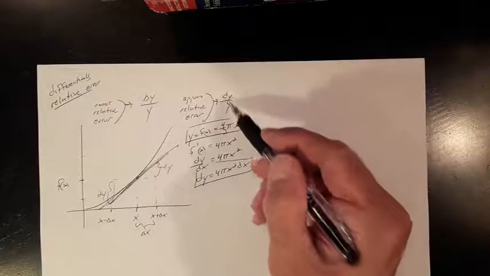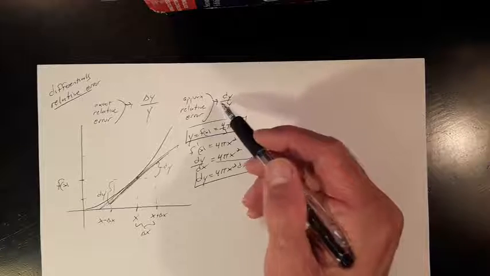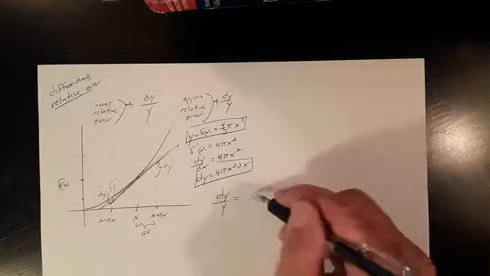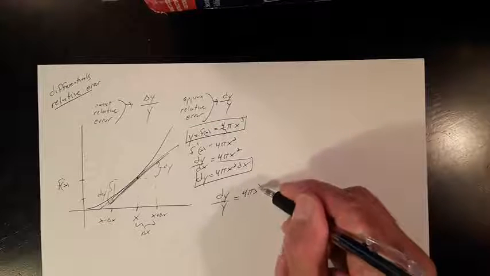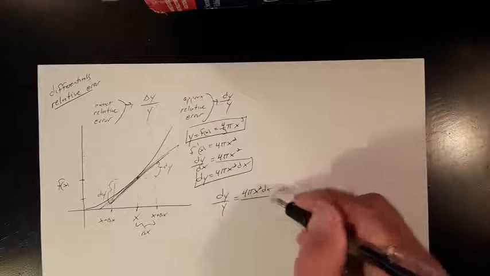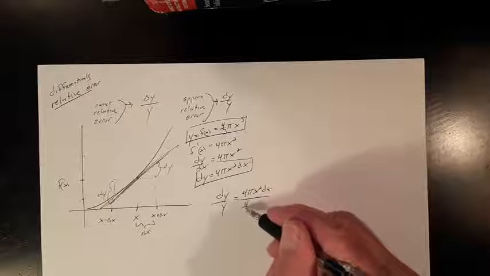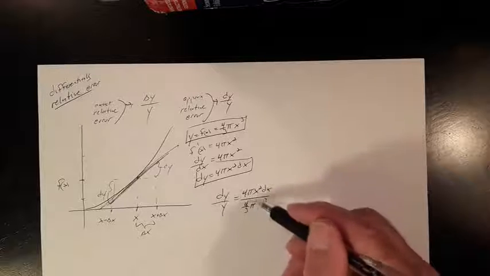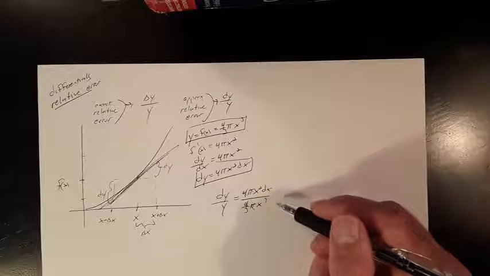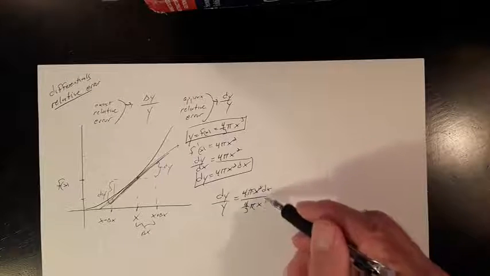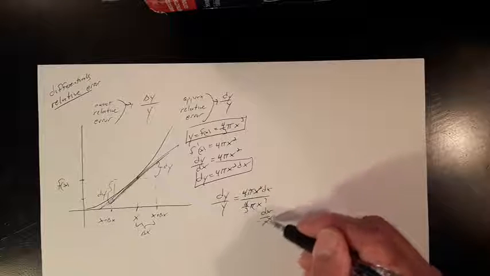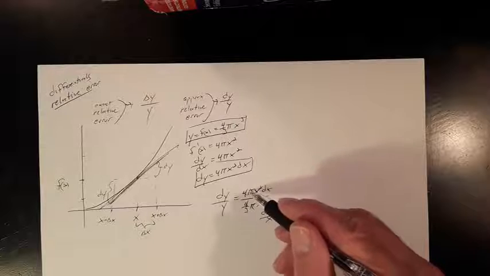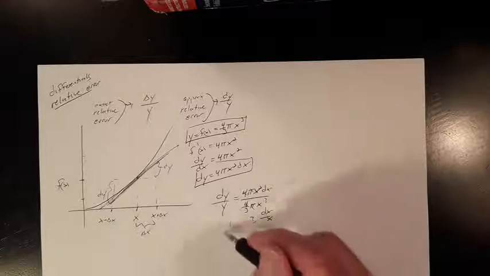We want to take dy over y to get the approximate relative error. So when I take dy over y, I'm looking at dy, which is 4 pi x squared dx, over y, which is 4/3 pi x cubed. The 4's cancel, the pi's cancel, these x's cancel, leaving an x down here. See the dx over x? And this 3, downstairs, really just comes up upstairs. This is 3 dx over x.